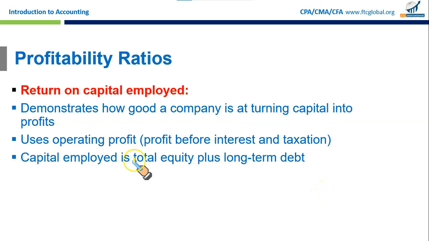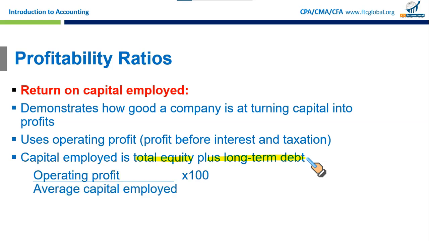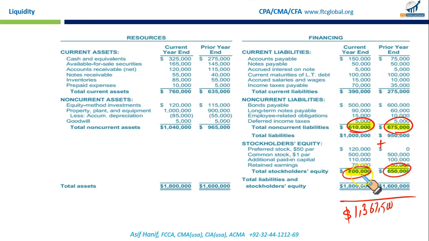Here it is. Capital employed is equal to total equity plus long-term debt. So combining these two gives you the formula: operating profit upon average capital employed. Let me show you how we calculate this. So this is our stockholder equity plus non-current liabilities, called long-term debt, closing, plus stockholder equity and long-term debt or non-current liabilities opening. So opening equity and long-term debt plus closing equity plus debt, upon 2, gives you the average capital employed.